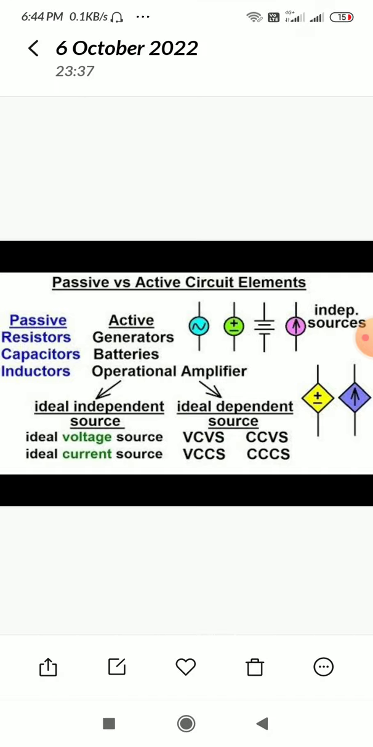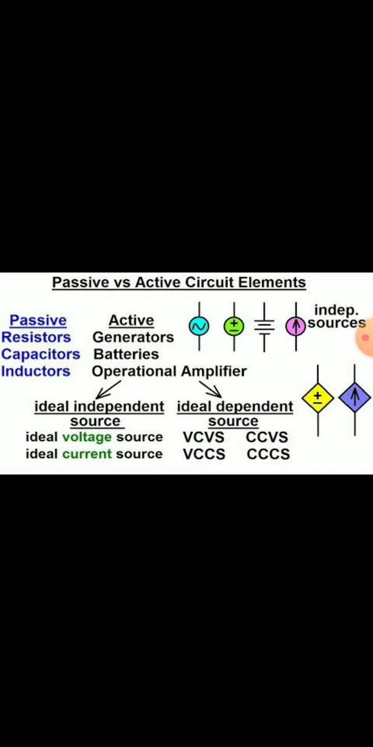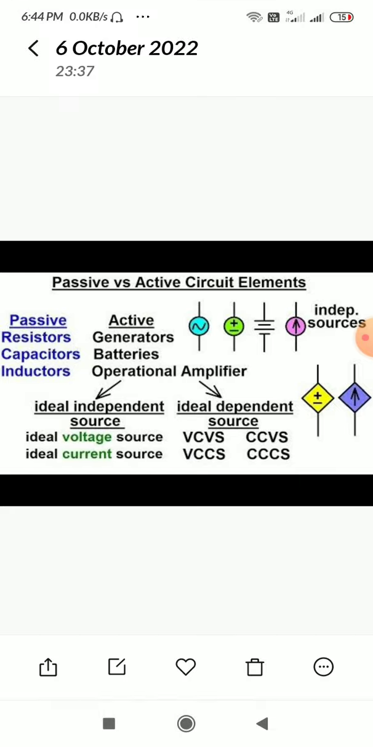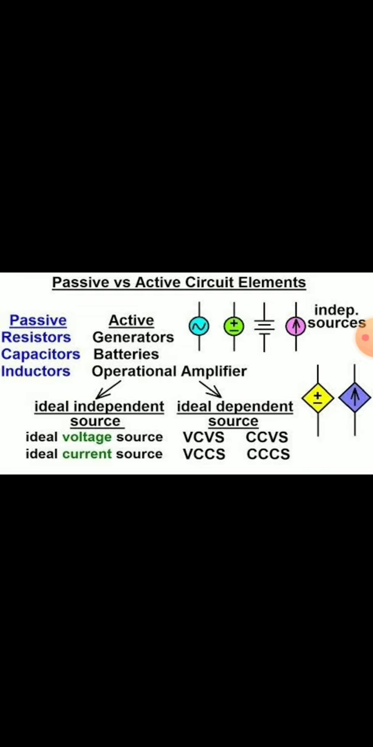From these sources, two types of sources you can use. One is the independent sources and second is the dependent sources. Independent sources are of two types: independent voltage sources and independent current sources. So what is an independent voltage source? It is a two terminal element whose terminal voltage is constant or a function of time, which is completely independent of the current through it. It is called the independent voltage source.